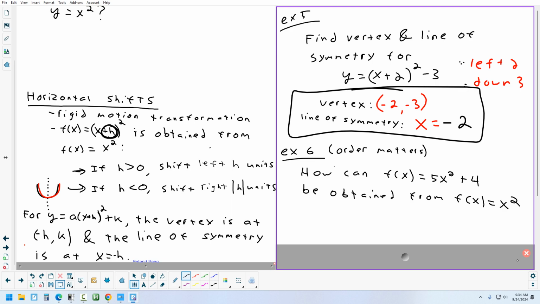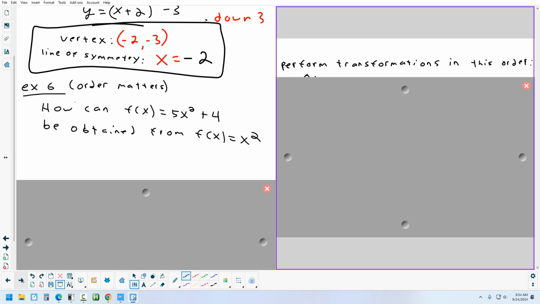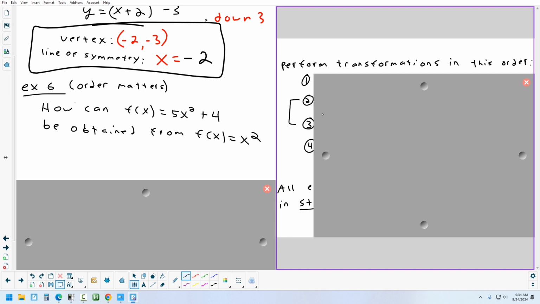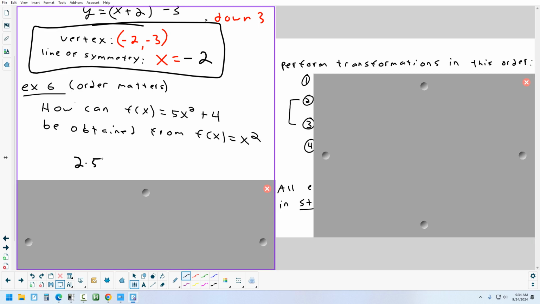Now, I wrote in parentheses that the order makes a difference. And that's because when you are doing transformations, it's kind of like PEMDAS. If you do arithmetic in a different order, you get a different answer, right? Think of 2 times 5 plus 3. If I do this properly, what do I get for the answer? I get 13. I do multiplication first. 2 times 5 is 10. 10 plus 3 is 13.